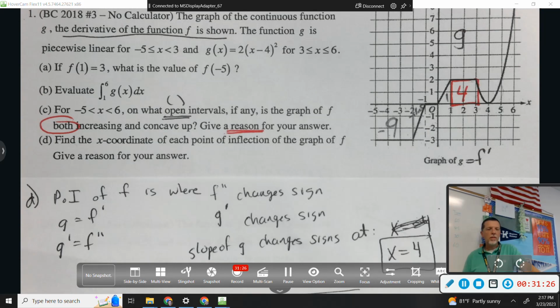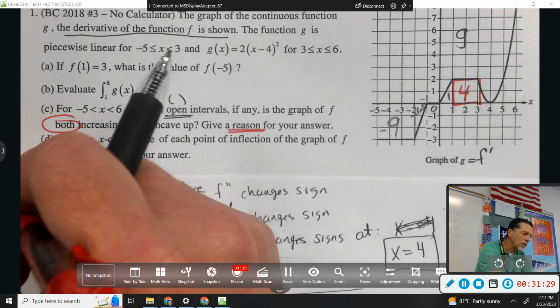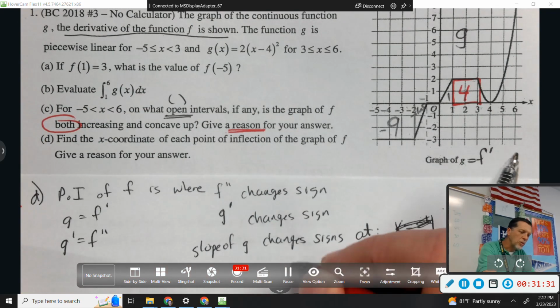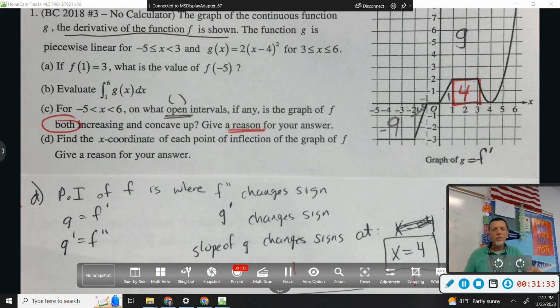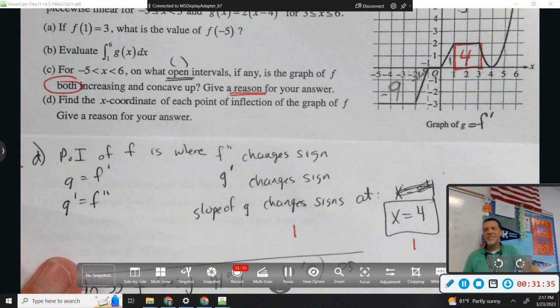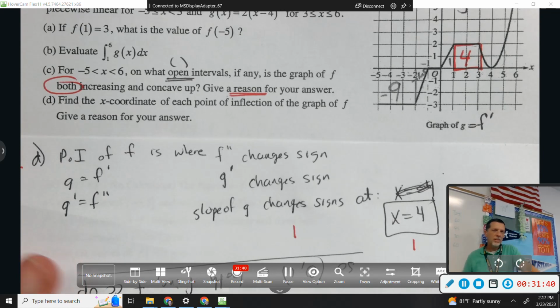If I had done that, part D is probably worth 2 points, probably 1 for the reason and 1 for the answer. So if I had made that mistake that I almost did, just not paying attention and wrote -4, I would probably still get 1 of the 2 points. So give your reasons, show your work, and get all the points you can.